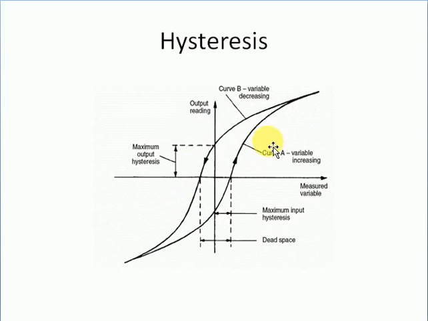In hysteresis, the first is what is called maximum output hysteresis, means the output readings and the curves between output reading and input. First from 0 increasing, then decreasing from full value to 0, and so on. So that is the hysteresis. The output varies according to the input value. So that curve is called hysteresis.